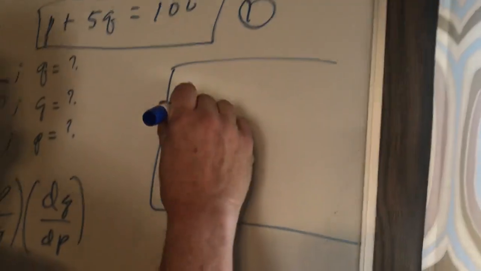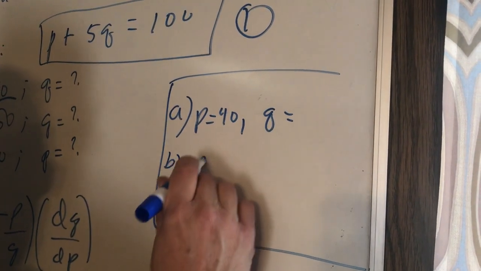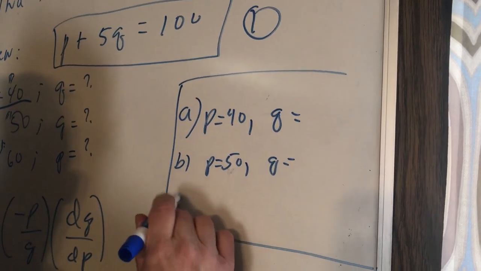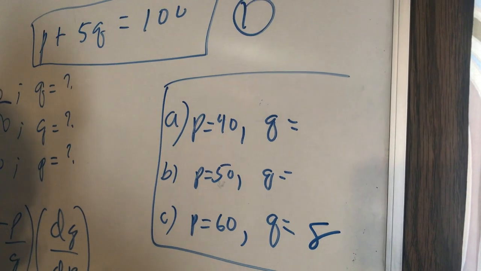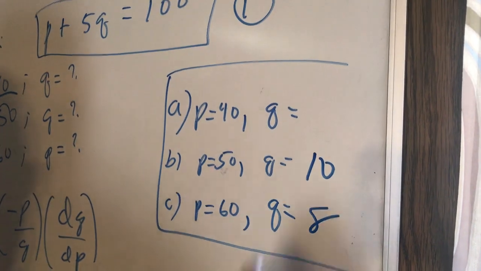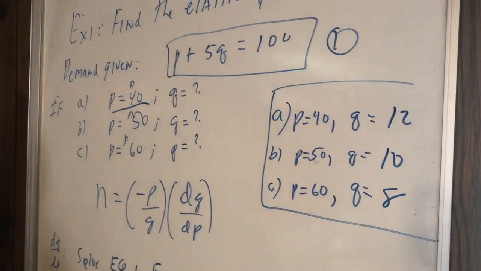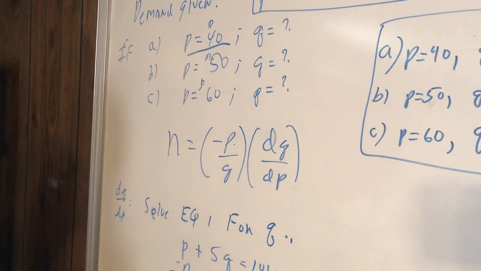So I have now, I can put this on the side of the board. A, when P equals 40, Q equals 12. B, when P equals 50, Q equals 10. And C, when P equals 60, Q equals 8. So let's leave that on the side. So now I have P and Q. So what I want to find is dQ/dP.